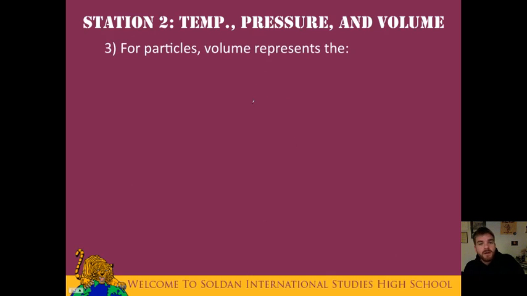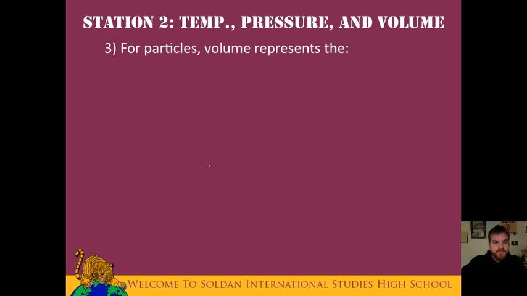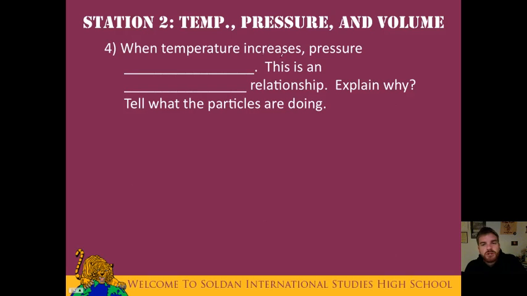Number 3, for particles, volume represents the space of the container. So a low volume container might look like this. A high volume container might look like this. Okay, that's volume. Number 4, when temperature increases, pressure blank. This is a blank relationship.